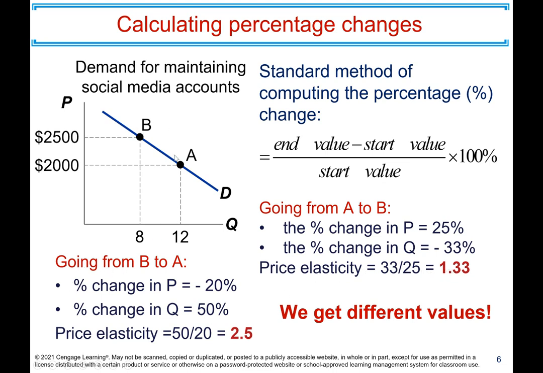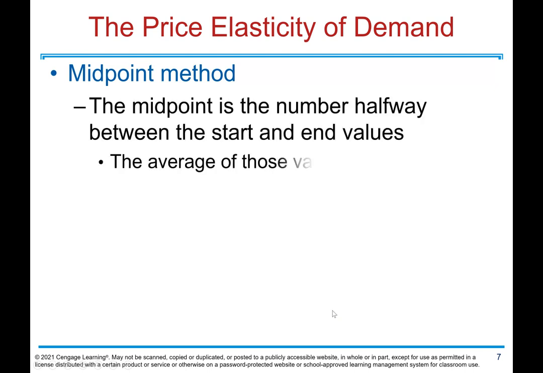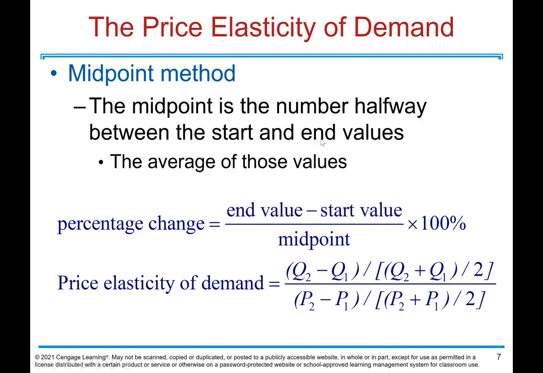Going from B to A, price is falling from 2,500 to 2,000, and quantity is increasing from 8 to 12. Percentage change in price is negative 20%. Percentage change in quantity is 50%. Therefore, price elasticity is 50 divided by 20, or 2.5. The problem with this method is we get two different values over the same range. So, what do we do? We use the midpoint method.